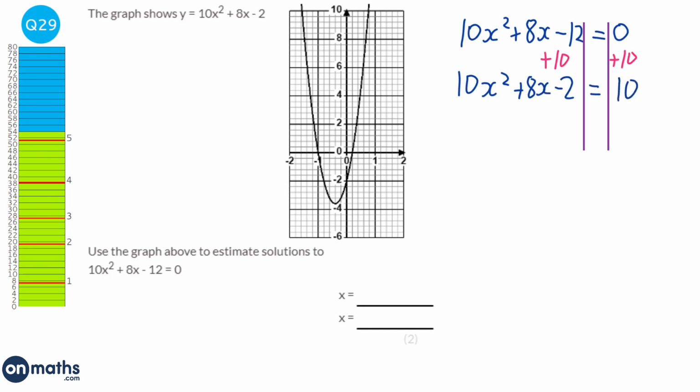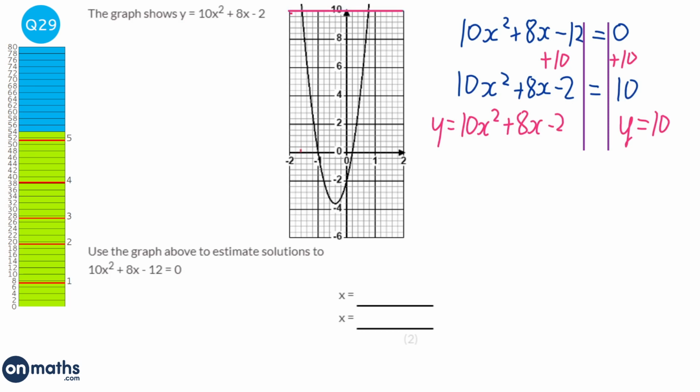Now, we've already got this line drawn for us on this graph. And so all we need to do is draw this line. So we've got y equals 10x squared plus 8x minus 2 drawn for us. We just need to draw this line, which is y equals 10, and see where they cross over to find the solutions. So y equals 10 will be all the way up at the top. There we are. And let's read off the values that that gives us.